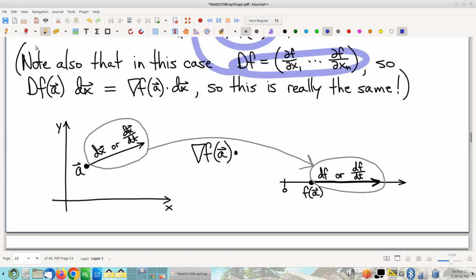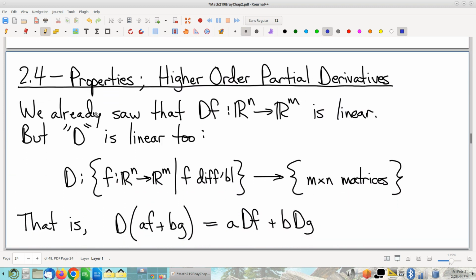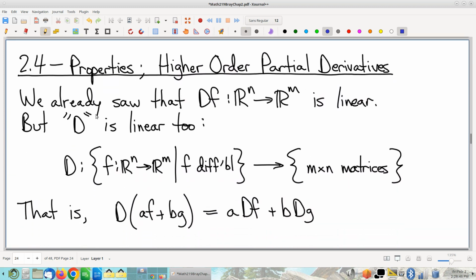Okay, so let me just say a couple of real quick things. This is a pretty straightforward observation here. When you take a derivative of a multivariable vector-valued function, the derivative is a matrix. A matrix is a linear transformation. Linear, right? Cool. Old news. Matrices are linear.